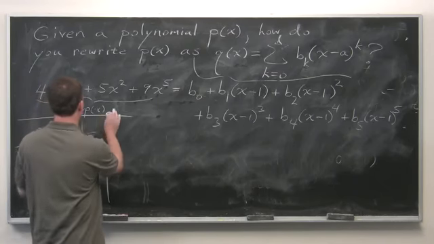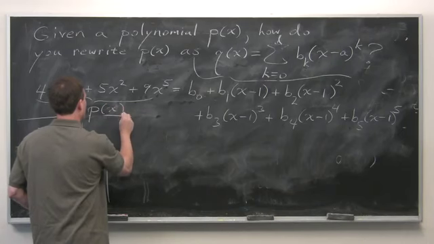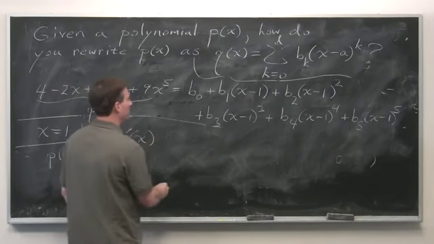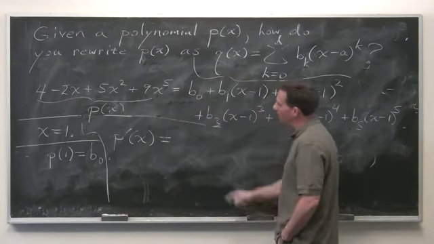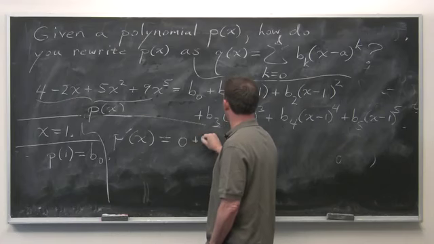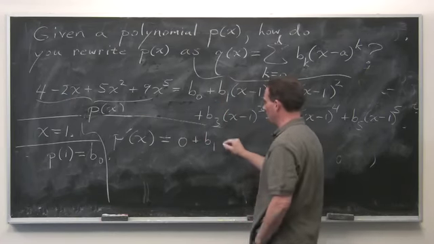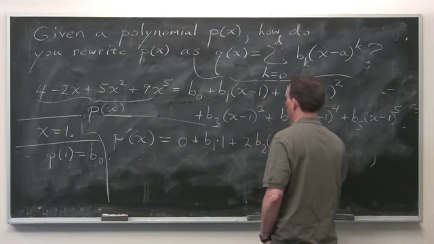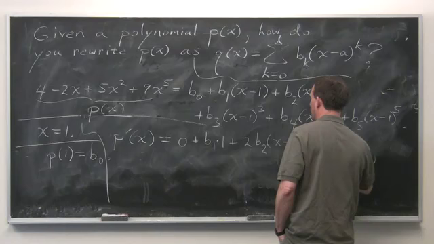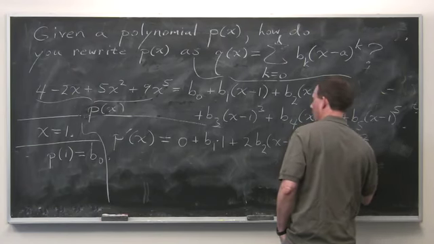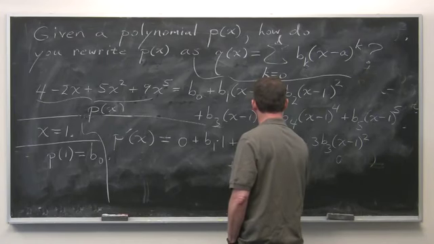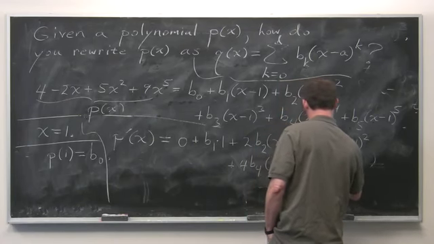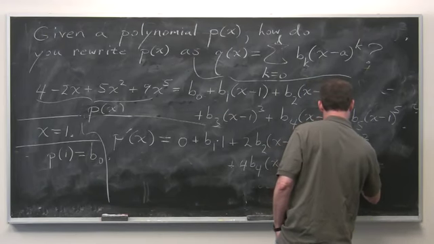Well, over here, so this was p of x. I can take derivatives of both sides, and what I get is p prime of x equals, what's the derivative of this side? Well, the constant term goes away, plus b1 times the derivative of x minus 1, that's just 1, plus 2b2 times x minus 1, plus 3b3 times x minus 1 squared, plus 4b4 times x minus 1 cubed, plus 5b5 times x minus 1 to the fourth.